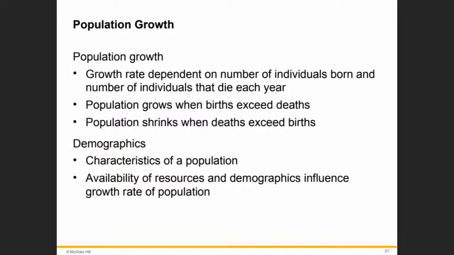We already talked about that: when the births exceed the deaths, the population grows. The population shrinks when the deaths exceed the births, and all this depends on the resources. Demographic influences affect the growth rate of populations.